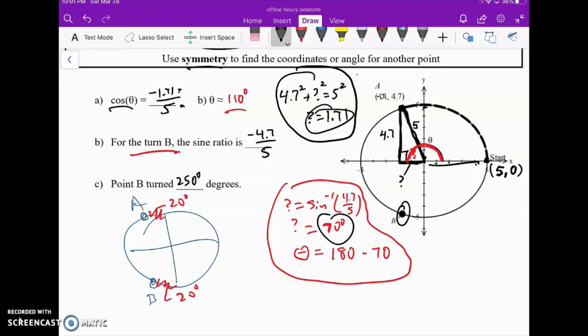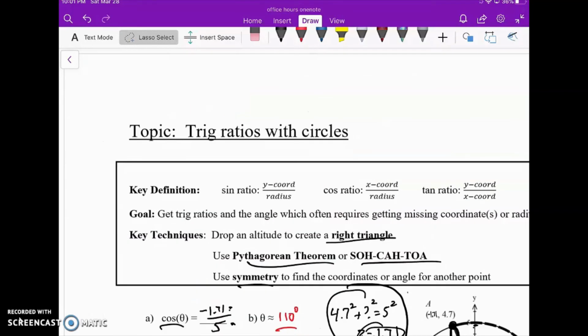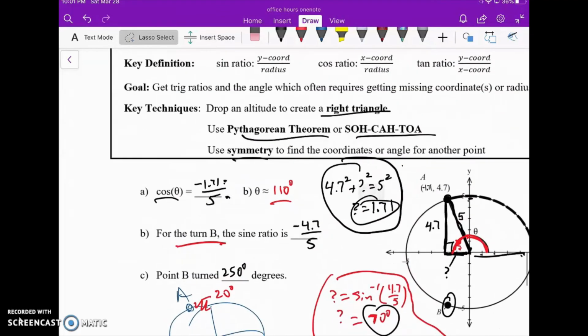point B. Notice point B is symmetric with point A. They have exactly the same x-coordinate, and their y-coordinates are opposites of each other. So this y-coordinate is positive 4.7, this y-coordinate is negative 4.7. So writing down the sine ratio is very easy for that. It's going to be negative 4.7 for the y-coordinate here, and 5 for the radius, just as before.